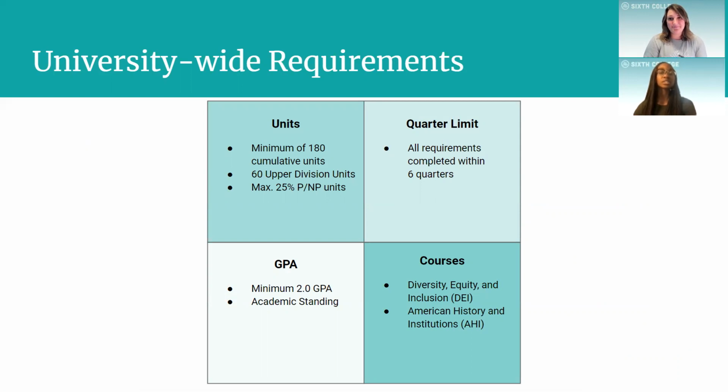Additionally, the university's quarter limit policy states that all incoming transfer students should complete all graduation requirements within 6 quarters. The regular academic year consists of fall, winter, and spring quarters. So any courses taken during the summer session will not count toward the 6-quarter limit, as summers are considered optional. The diversity, equity, and inclusion requirement, often shortened to DEI, is a UC San Diego specific requirement that all undergraduate students must take.